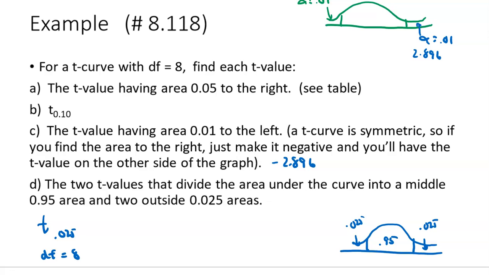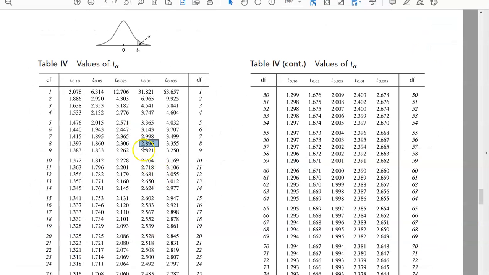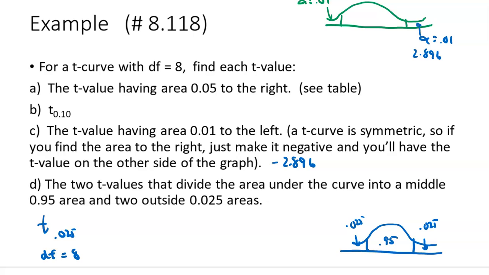All right, so let's go back to our t-table. t of 0.025. So it's the one in the middle here. 8 degrees of freedom, 2.306. All right, so I got a 2.306 on the top, but then I also have a negative 2.306 on the bottom, and that will create an area of 95% in the middle, and then 2.5% essentially on either side.